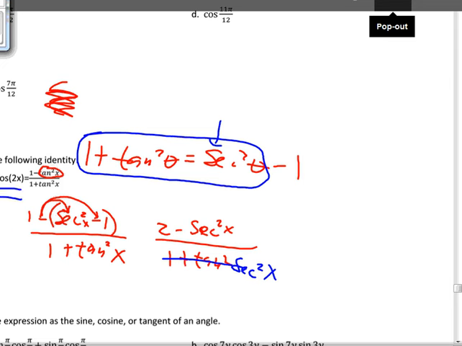Well, what is cosine of 2x? It's got several different choices. Nope, this negative right here, it was a 1 minus tangent squared. So I need a 1 minus and then secant squared. And then this negative gets distributed. That is a minus.